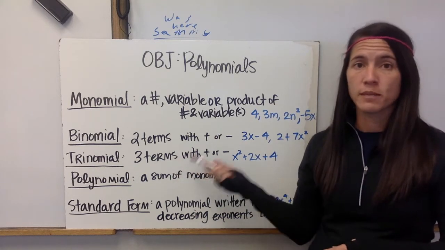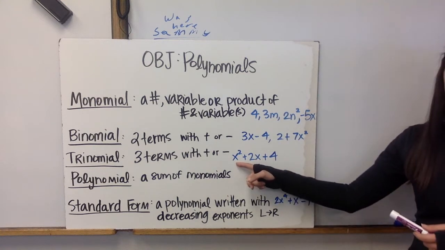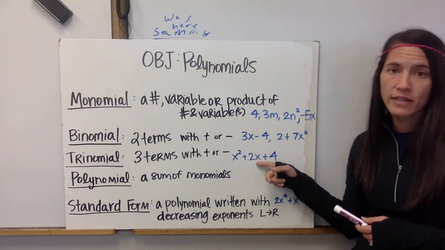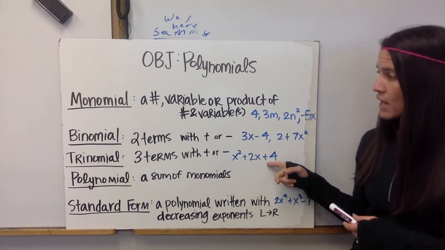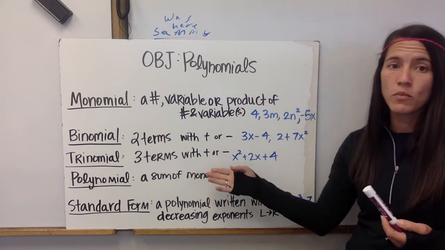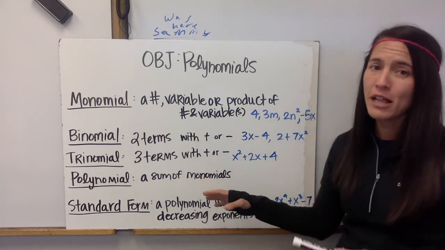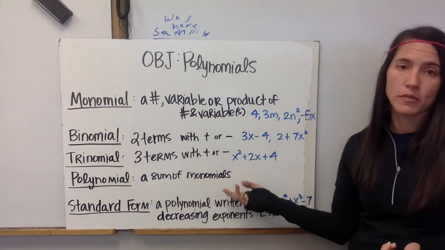A trinomial is three terms separated with addition or subtraction signs, and here's an example of a trinomial: x squared plus 2x plus 4. And then if there's 4 or more terms, we just call it a polynomial. But they all could be called polynomials because a polynomial is the sum of monomials.